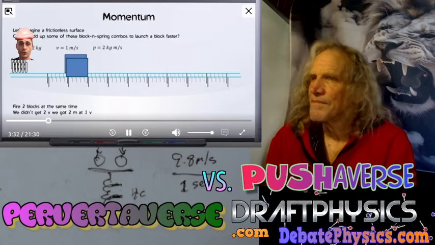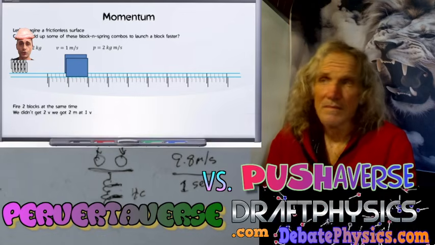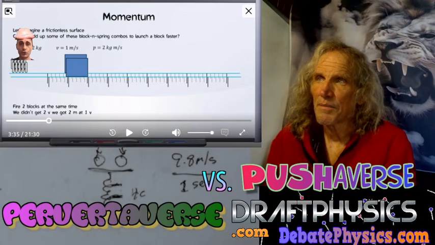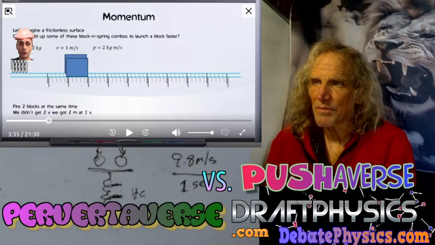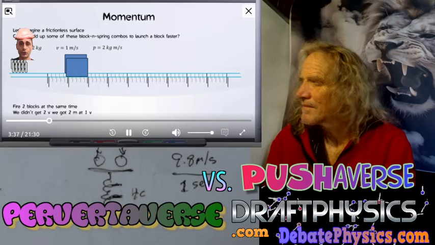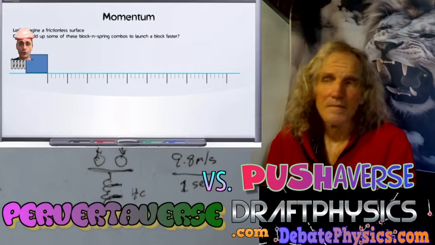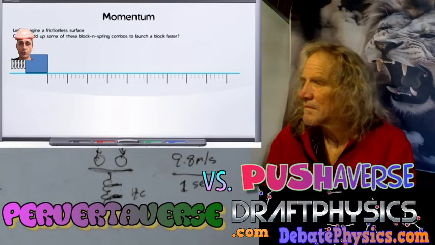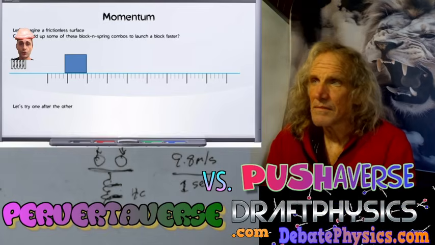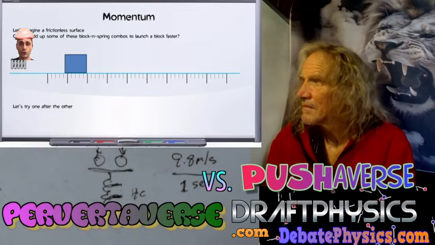But this isn't the configuration I was going for. So yes, we want 1 spring compressed twice as much, or 2 springs pushing 1 object. So my next thought was to launch them in sequence. Let's launch that first block. That should get the first block up to 1 meter per second. That's half the speed we need.